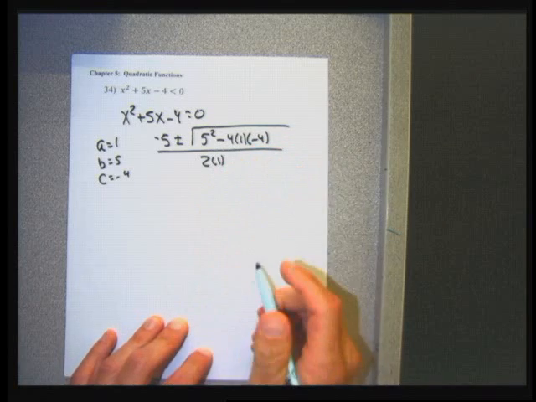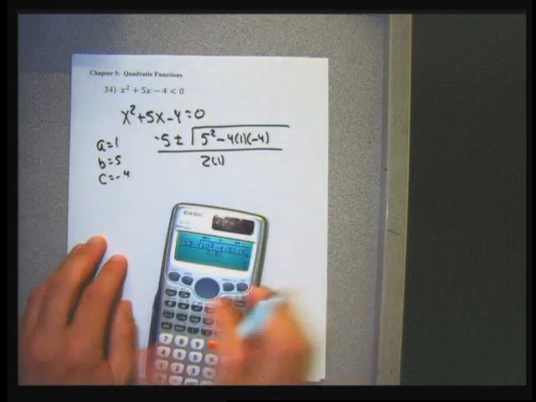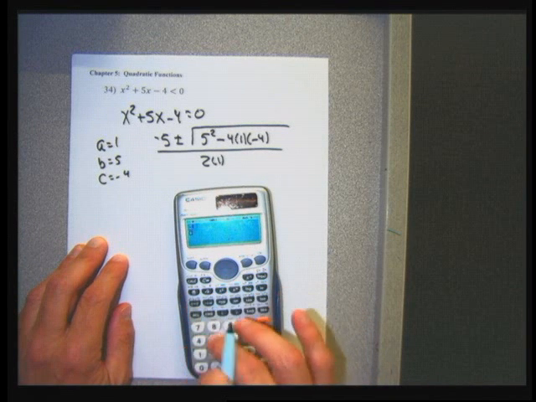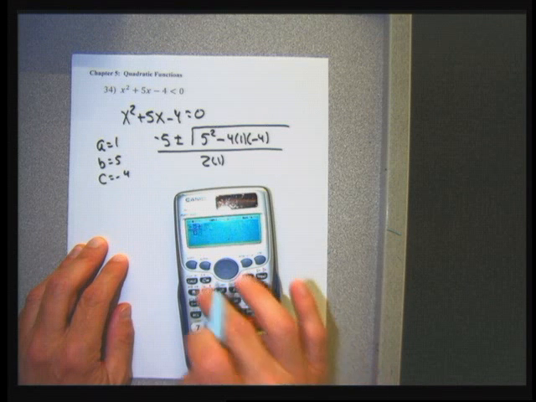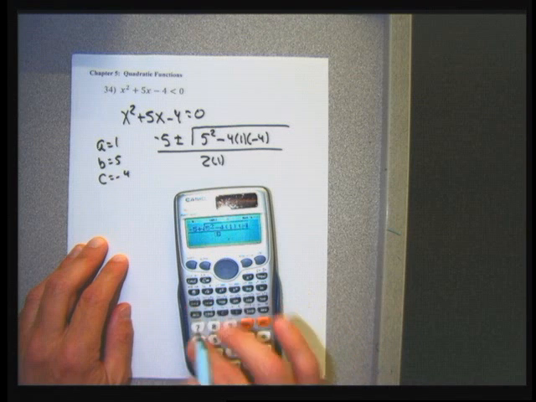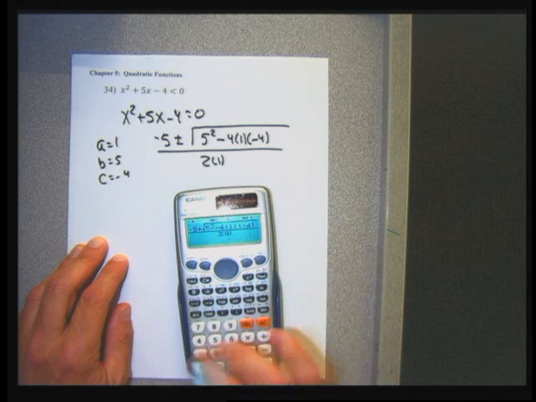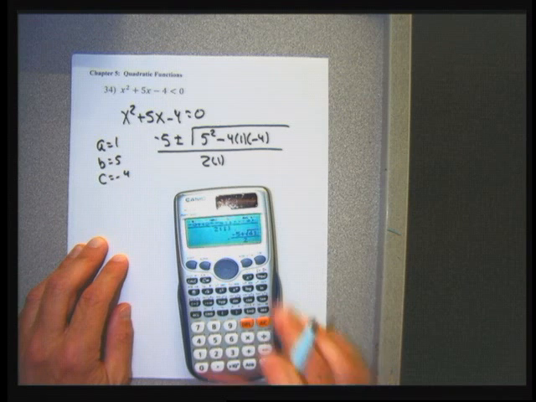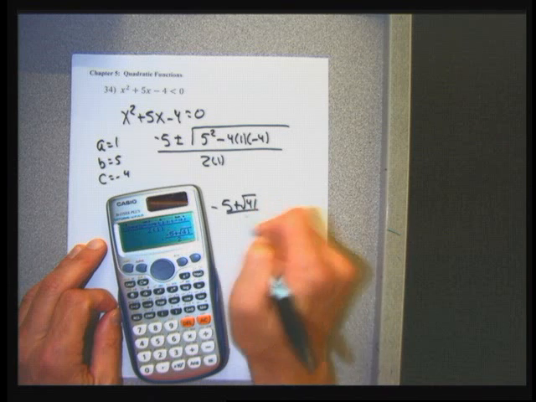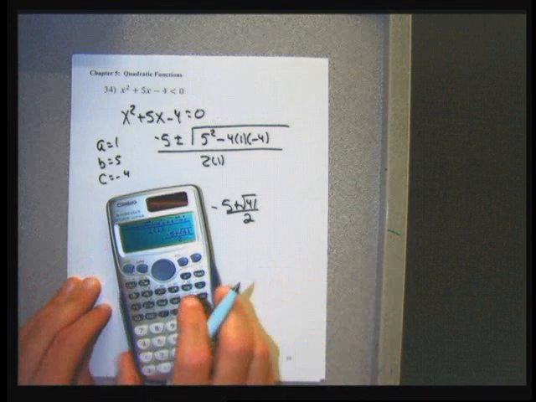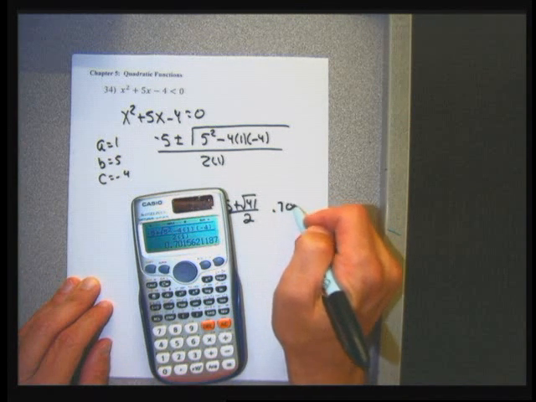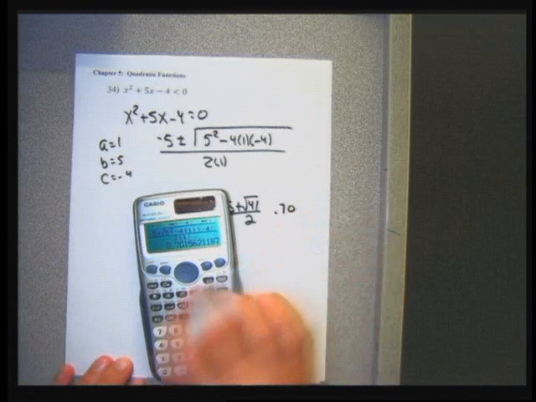My answer is going to have a horrible square root. It might be really ugly. Let me see what it is. So calculator, clear, fraction, negative 5 plus square root 5 squared minus 4 times 1 times negative 4 all over 2 times 1. Horrible. I get negative 5 plus the square root of 41 over 2. I'm going to SD this because I need to know what that is as a decimal. As a decimal, it's 0.70, close enough.